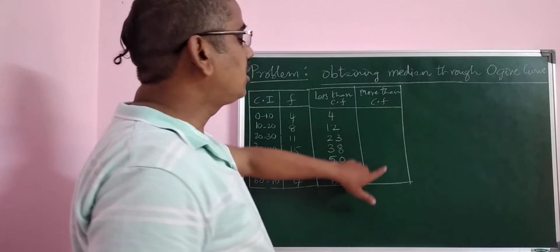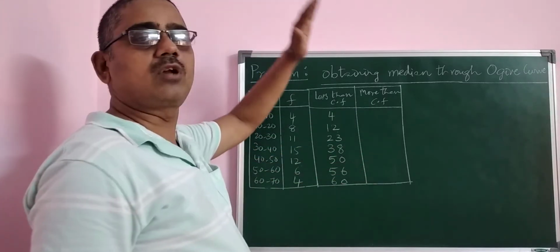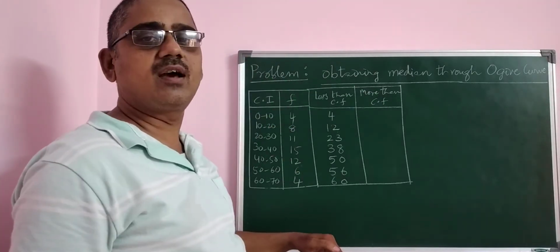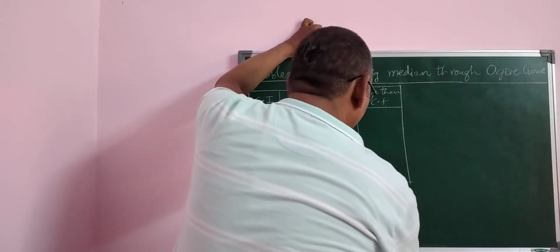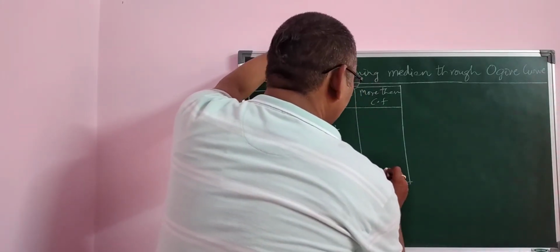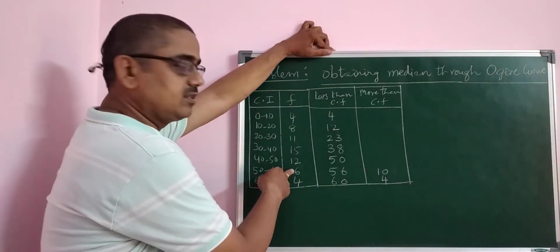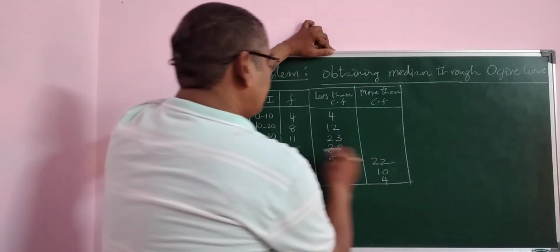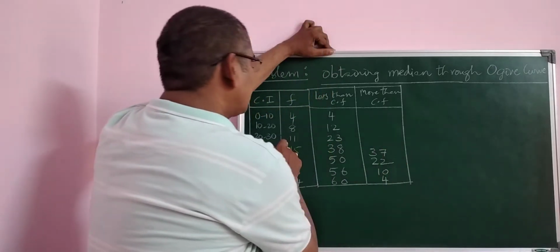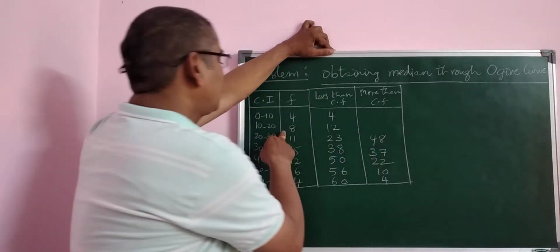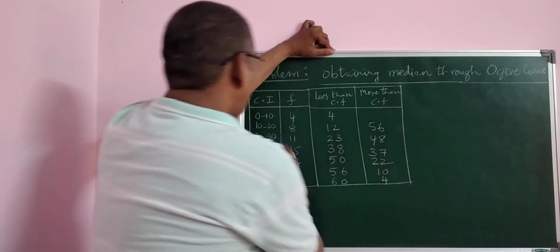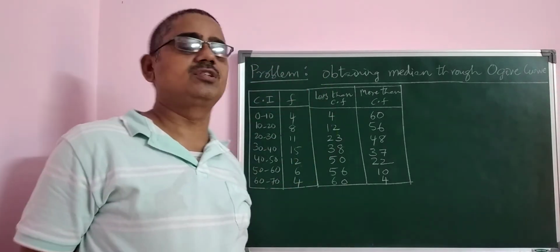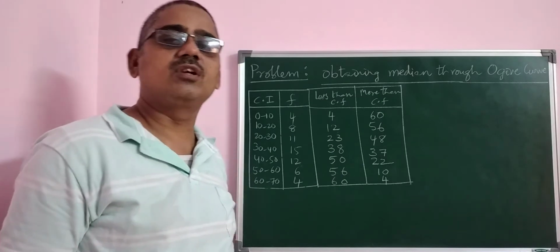And then more than cumulative frequencies, bottom to top. You add the cumulative frequencies last to first. First to last we have added here. Now last to first. That is, first of all 4, and 4 plus 6, 10. Clear? 4 plus 6, 10. 10 plus 12, 22. 22 plus 15, 37. 37 plus 11, 48. 48 plus 8, 56. And 56 plus 4, 60. These are the cumulative frequencies which are called more than cumulative frequencies.